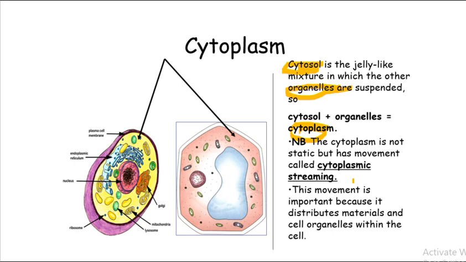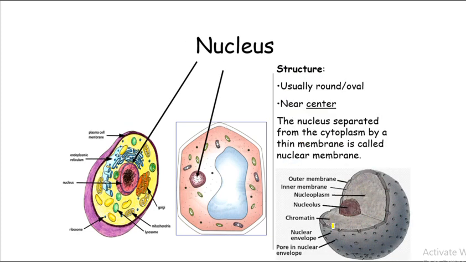And this cytoplasm, remember, is not static, but it has a movement called cytoplasmic streaming. This cytoplasmic streaming is important because it helps distribute materials and cell organelles within the cell. That is the importance of cytoplasmic streaming, or the movement of cytoplasm within the cell.